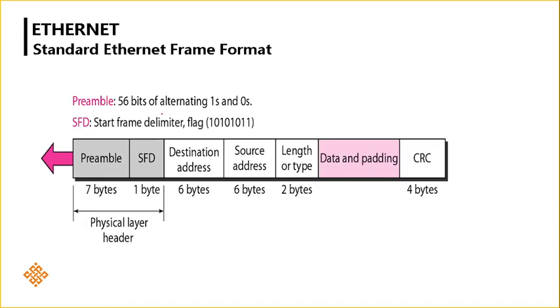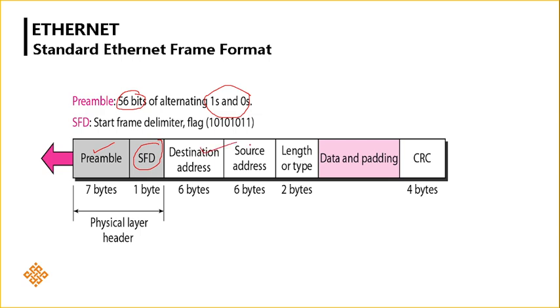So this is the general frame format of standard Ethernet. We have 7 bytes of preamble, so 56 bits, where we have alternating zeros and ones, and 1 byte of SFD, the start frame delimiter, to identify that the frame has started. The preamble is meant to alert the receiver that the frame is going to start, whereas SFD is the indication of the frame which has started.